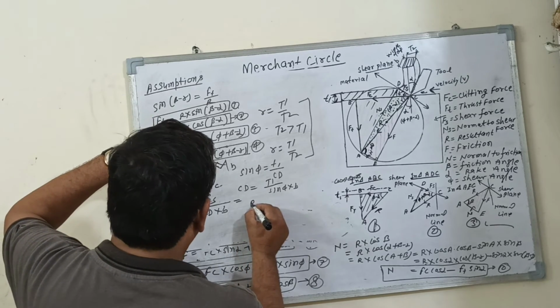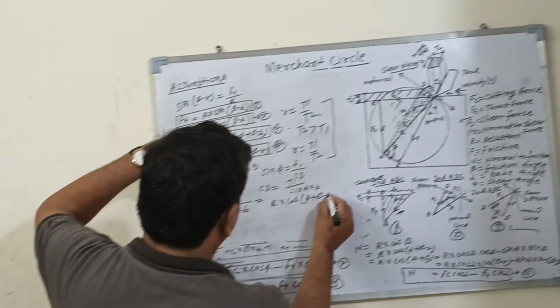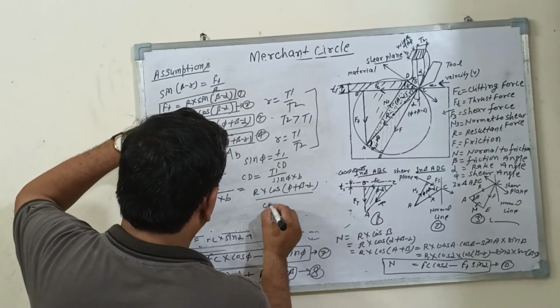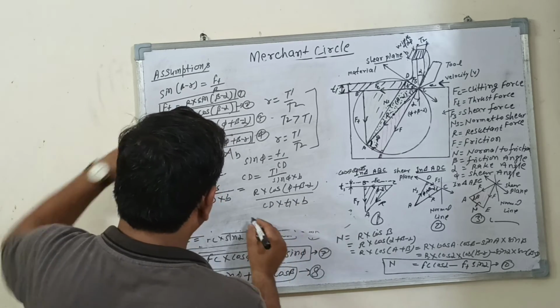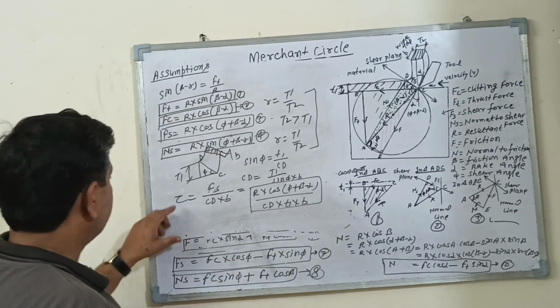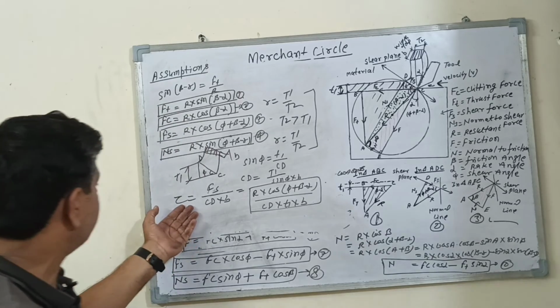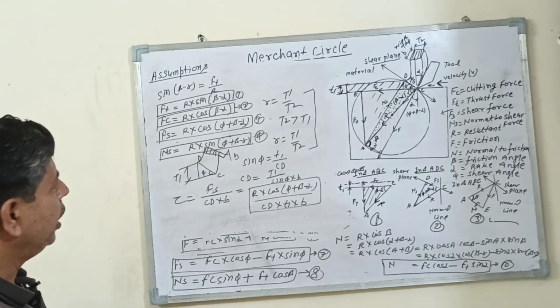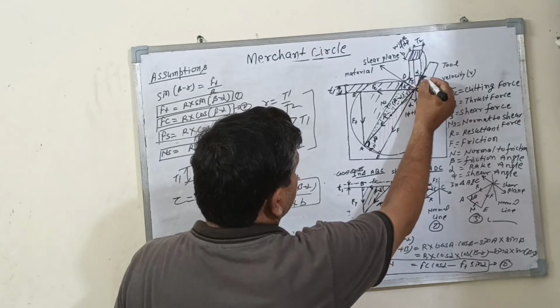Fs is equal to R into cos(phi plus beta minus alpha), divided by CD into T1 into B. This is the formula used for the mean shearing plane. This is the shearing plane. You can find this formula used here. This angle is the rake angle.